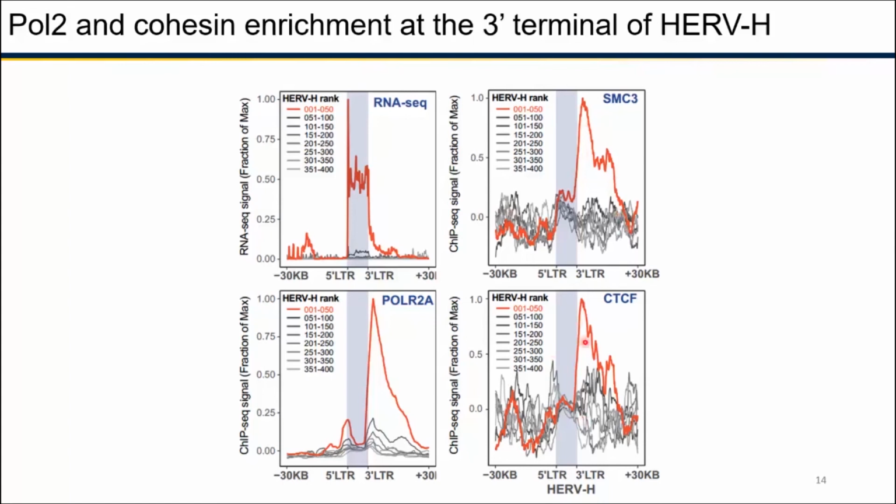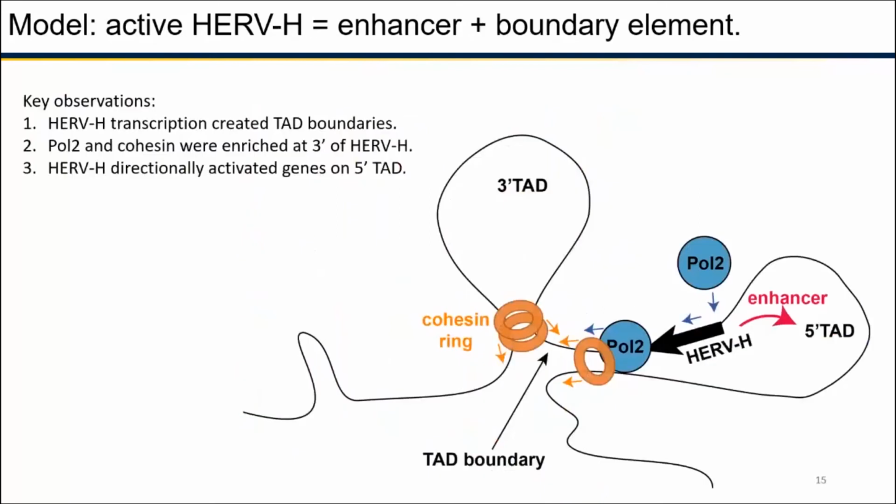HERV-H. So this data suggests that maybe the cohesin complex is positioned to the 3' end of HERV-H by Pol2 when HERV-H is being transcribed. And this is consistent with several papers reporting that cohesin might be positioned by Pol2 in addition to CTCF in the mammalian genome. So let me summarize the key observations so far.